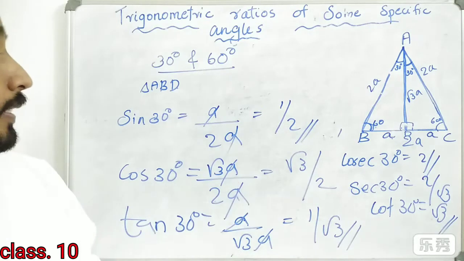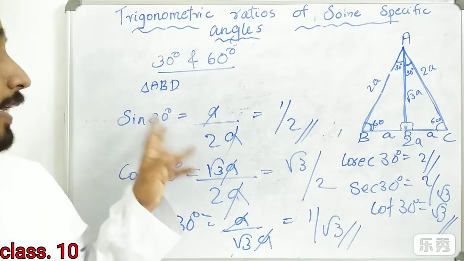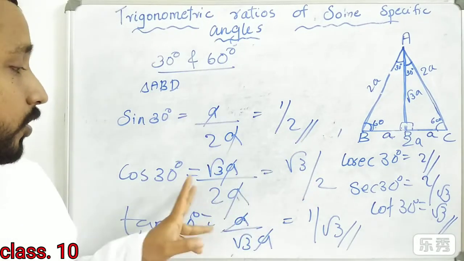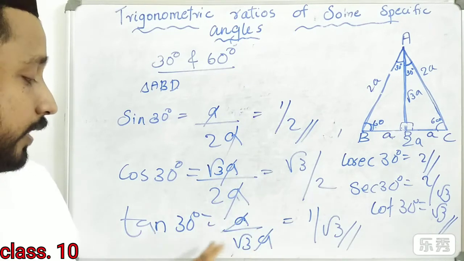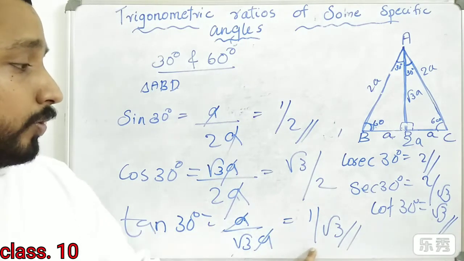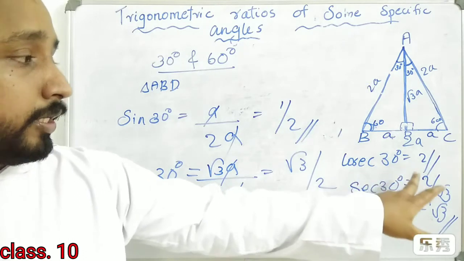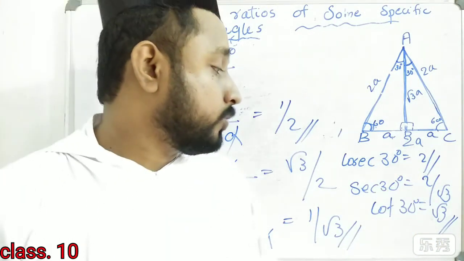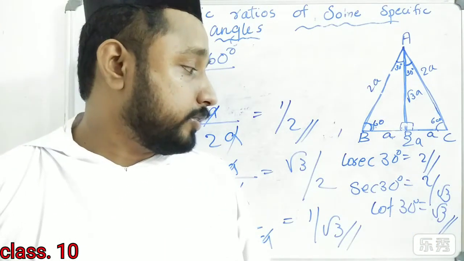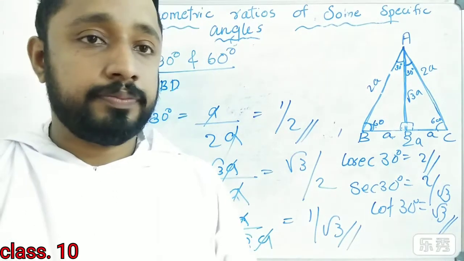So these are the trigonometric ratios of angle 30 degree. Sin 30 degree is equal to 1 by 2. Cos 30 degree is equal to root 3 by 2. Tan 30 degree is equal to 1 by root 3. Cosec 30 is equal to 2. Sec 30 is equal to 2 by root 3. And cot 30 is equal to root 3.